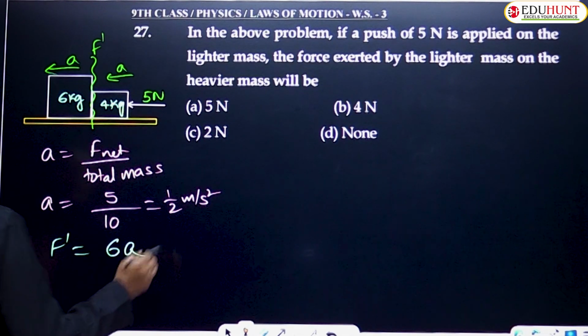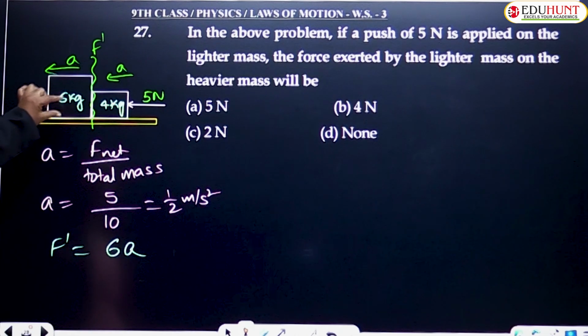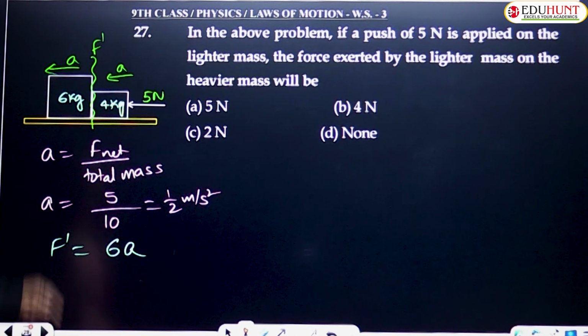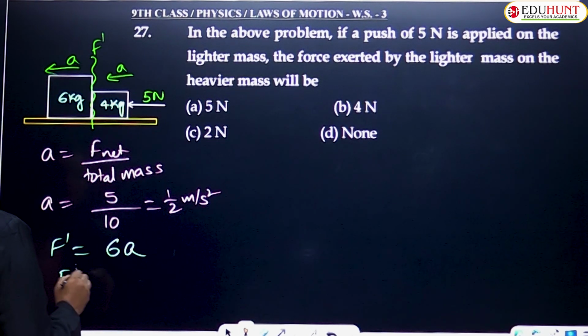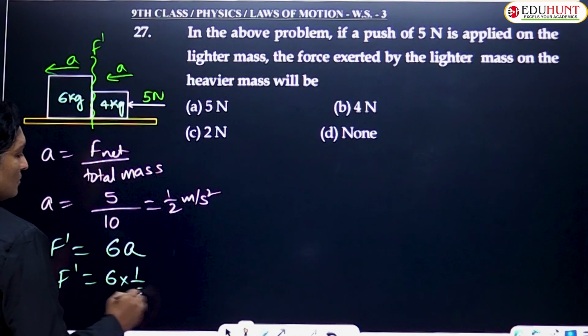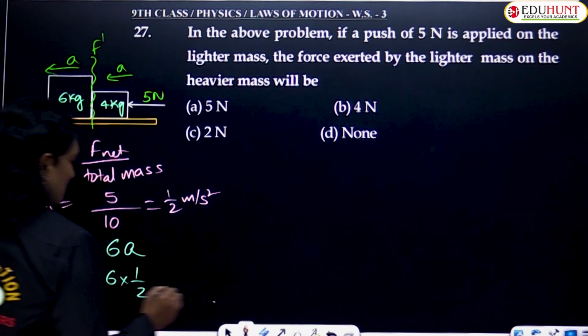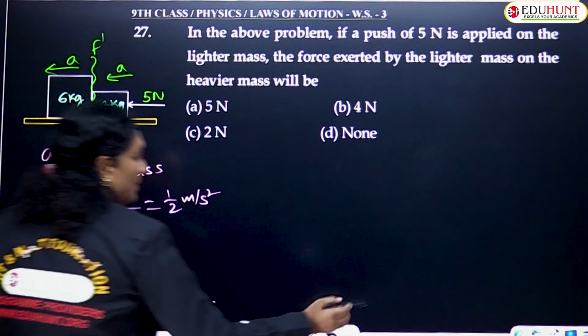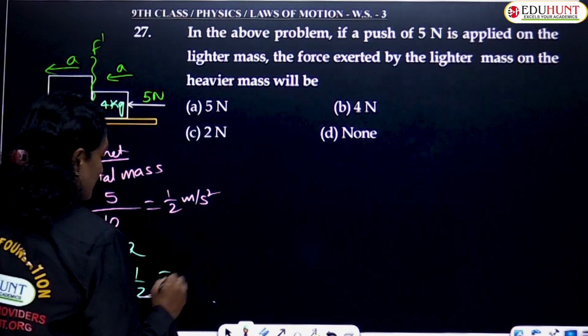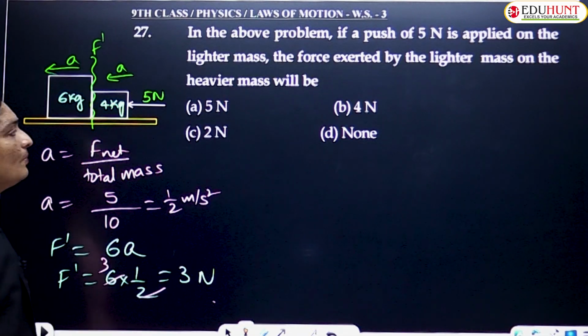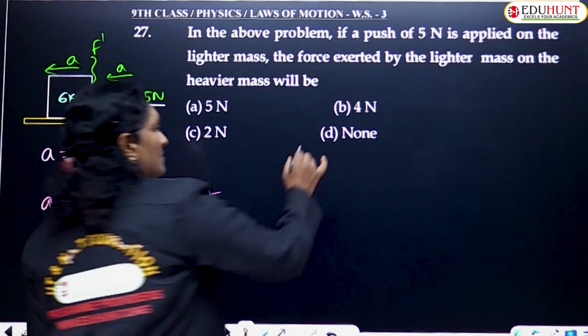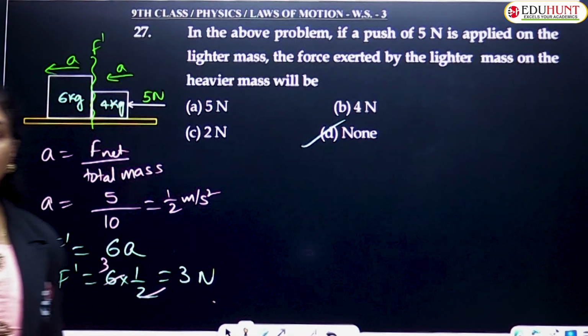F dash is equal to mass into acceleration. Mass is 6 and acceleration is a, or F dash is found to be 6 into 1 by 2, and this value is equal to how much, children? It is 3 newtons. So the 3 newton option is not there, so we can directly take the option as none of the above.